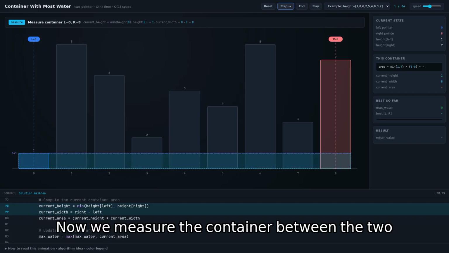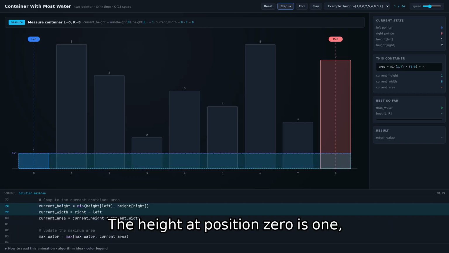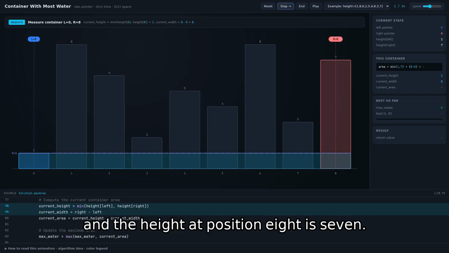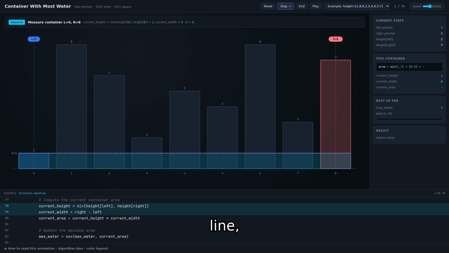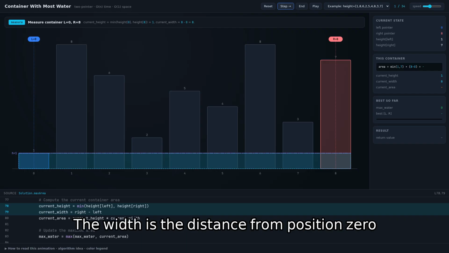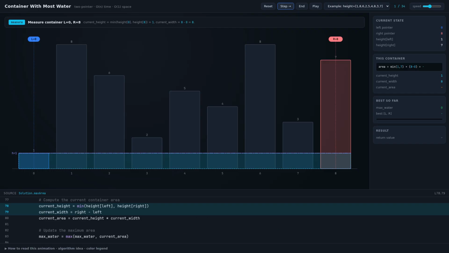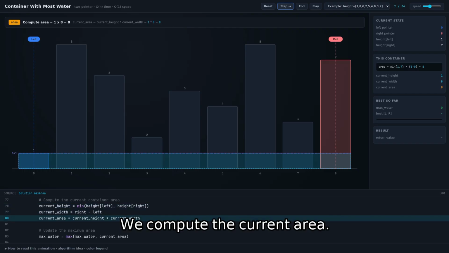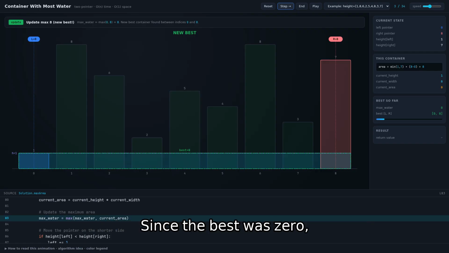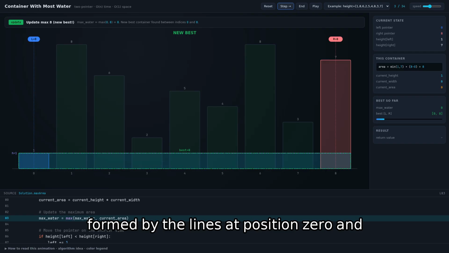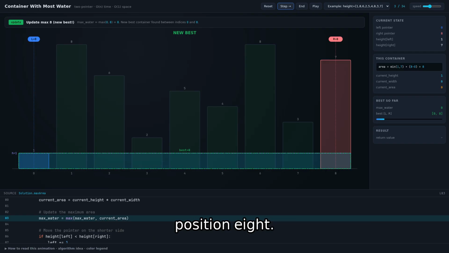Now, we measure the container between the two pointers. The height at position 0 is 1, and the height at position 8 is 7. The water level is limited by the shorter line, so the current height is 1. The width is the distance from position 0 to position 8, which is 8. We compute the current area. 1 times 8 gives 8. We compare this area with the best so far. Since the best was 0, 8 becomes the new maximum. This is our first best container, formed by the lines at position 0 and position 8.